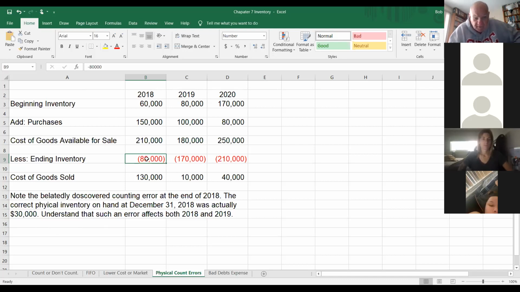So let's look at the impact. What I'm going to do is replace that 80,000 with the correct number, and you watch which numbers change. Are you ready? We had 130 and 10, cost of goods sold. This is what it should have been. Oh, it still comes to 140. We had 130 and 10. But look how botched up both months are now.